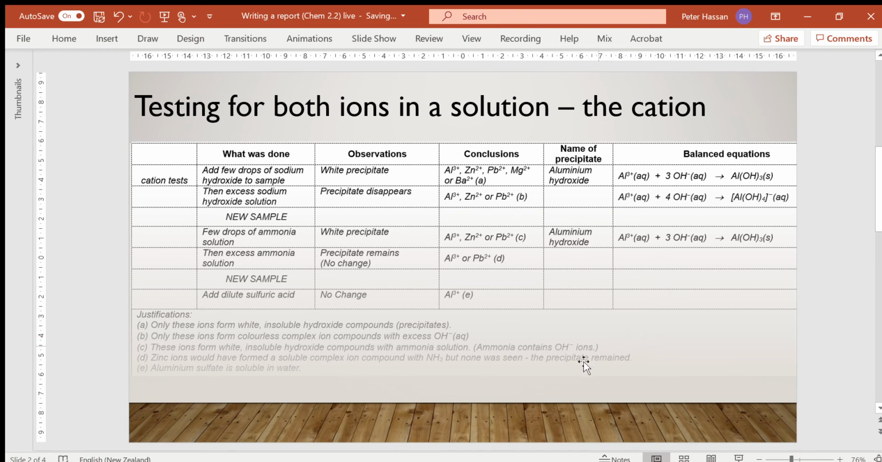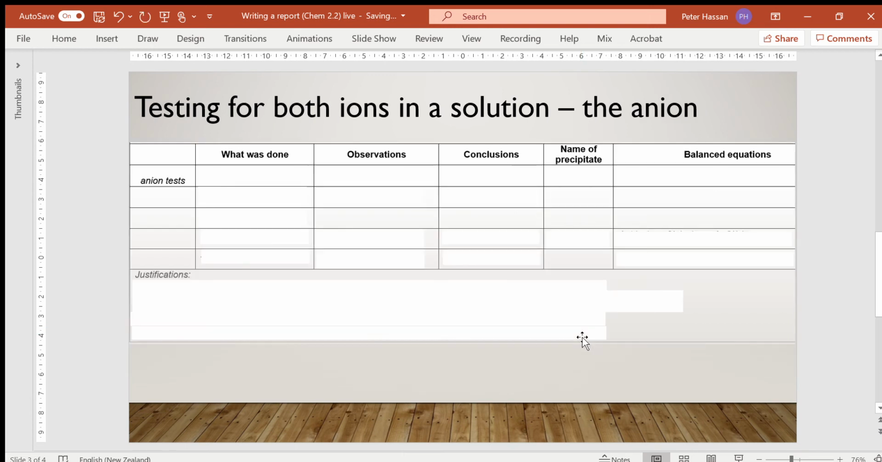Okay, so that's the cation sorted. We've worked out what it is and we've justified all our steps. Let's go to the next step then, and that's testing for the anion, the negative ion. We flip over our chart. First step is to test it with litmus paper, red litmus. We're checking to see whether it turns blue.